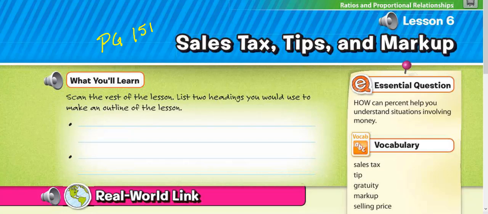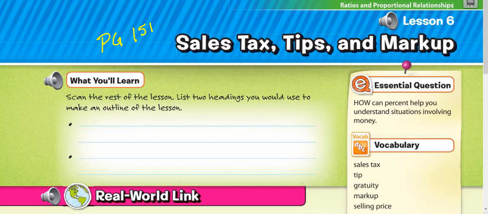So in this lesson, we're going to look at how we calculate sales tax, tips, and markup. Sales tax is something you pay extra, tips you pay extra, markup you pay extra. So these all add to your bill. If you buy something, you pay the tax on top of it. If you go to a restaurant, you order your meal, you pay a tip on top of it.